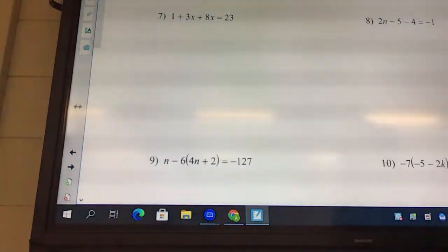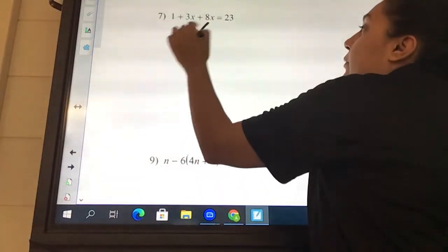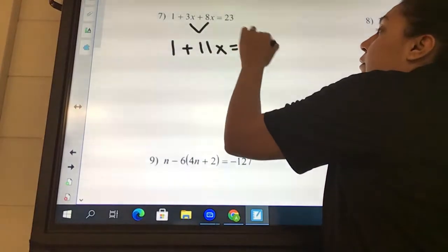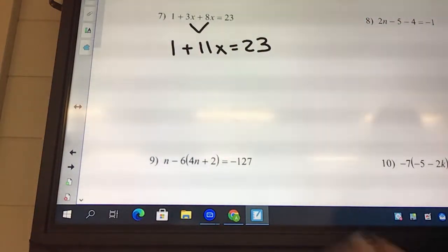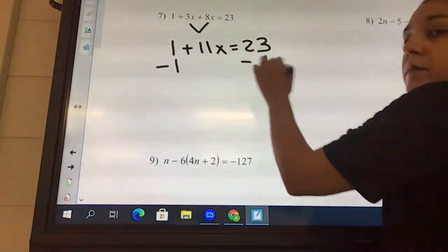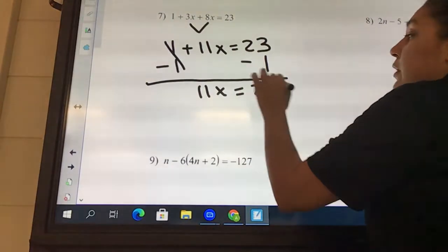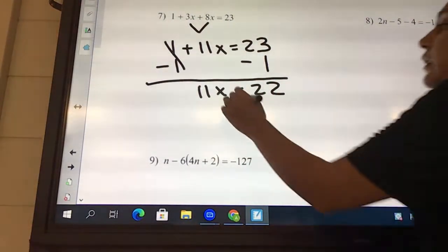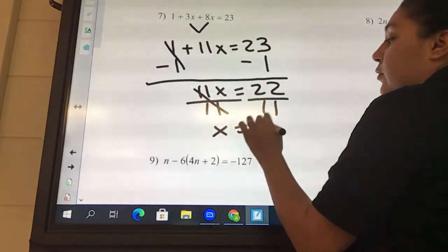Okay, looking at 7, we're going to combine our like terms. So I got 8 and 3 is going to be 11x equals 23. Okay, and then I'm going to subtract 1 from both sides. So I got 11x equals 22. And then we're going to divide by 11. So I got x equals 2.